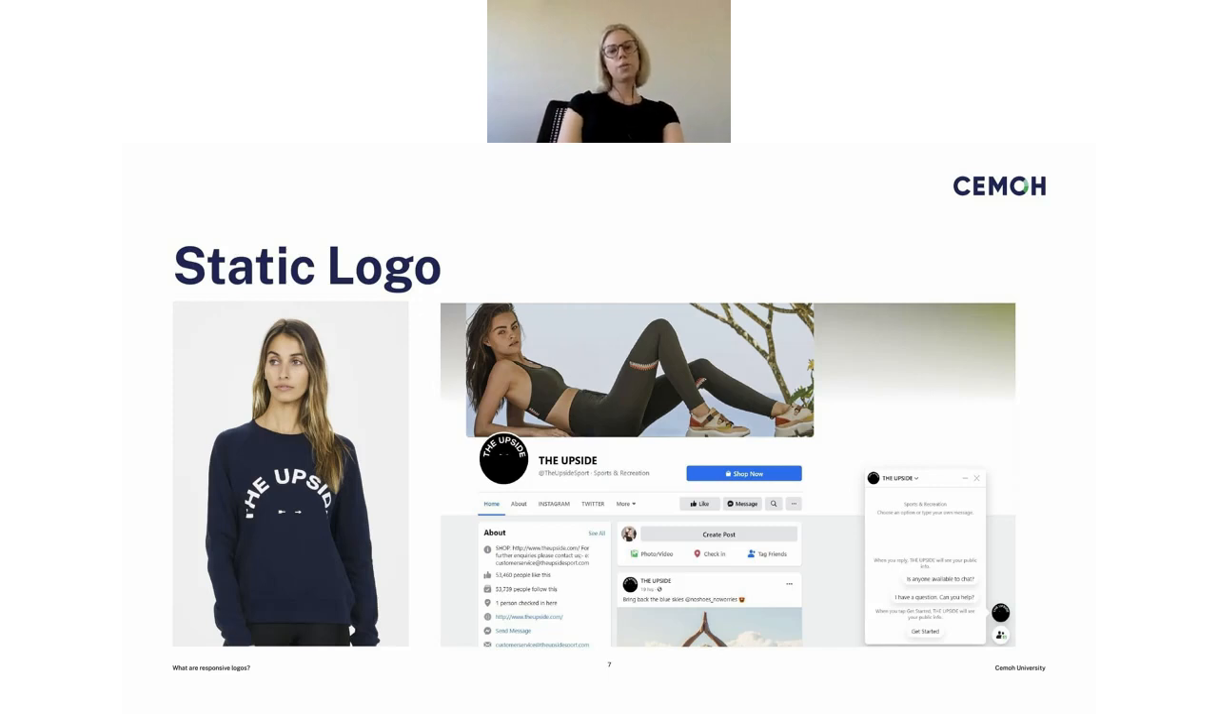So I just want to start off with an example of how static logos aren't working as well as they used to. If we have a look at the upside, it's quite a well-known fashion, apparel, sportswear brand. And you can see that their logo was designed to work across their apparel. When you apply that logo to their Facebook icons and some of their web stuff and their digital campaigns, that logo becomes very hard to read.